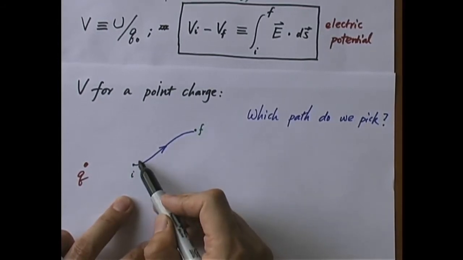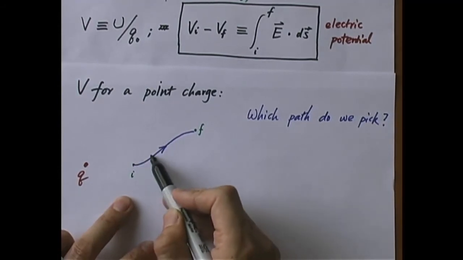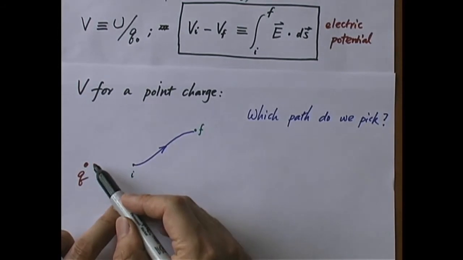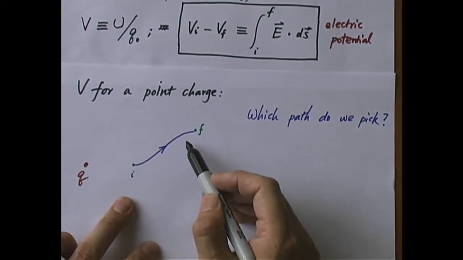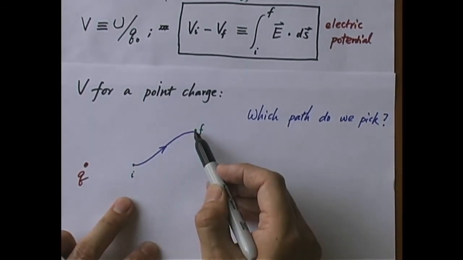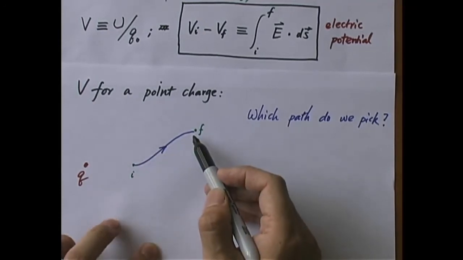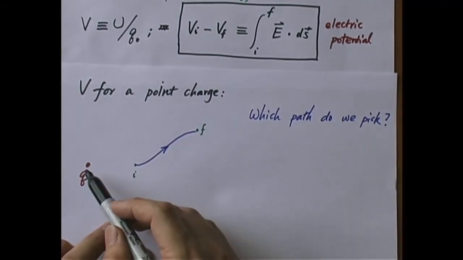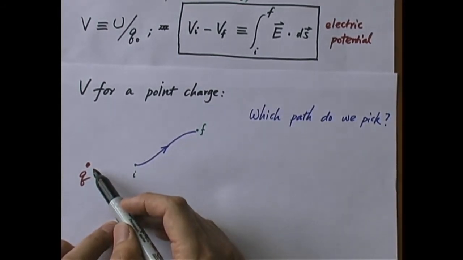Well, actually it does, both in magnitude and direction, right? As you move along like that, Q will produce an electric field that's always radially pointing away from it, so both the magnitude and direction of the E field will change if you draw a straight line. So the straight line may be easy to draw, but it may not be easy to calculate. So what kind of path should I take?